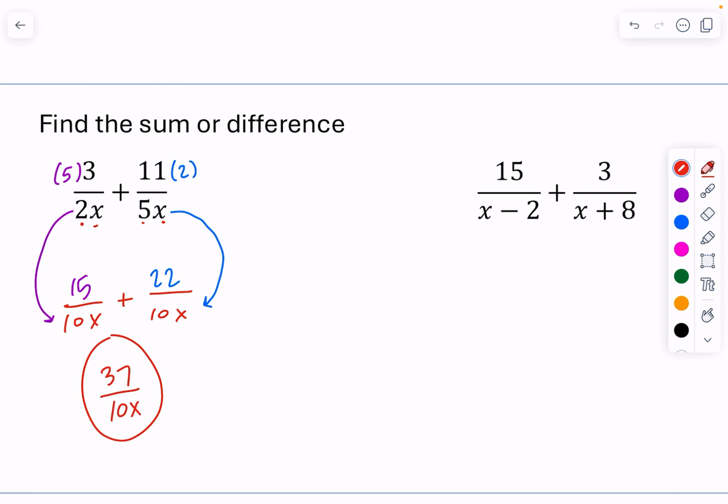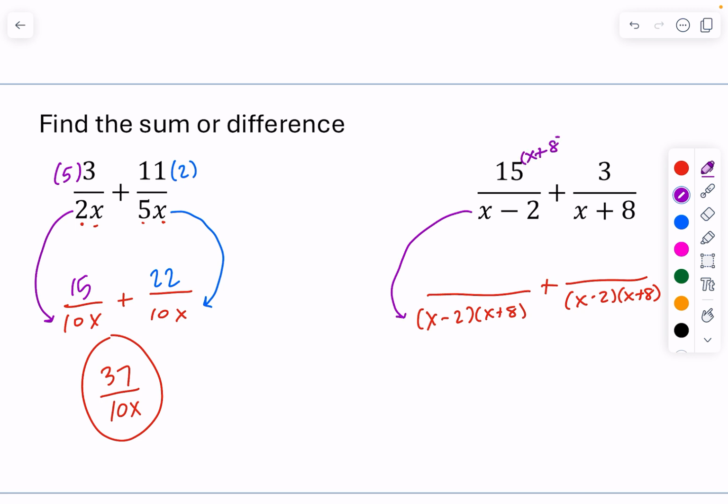Looking at our components of an LCD, we're going to need both parts of the binomials to make a common denominator. And if I ask myself, what did I multiply by this x minus 2 to get to my new denominator? Well, I multiplied it by an x plus 8. And I ask myself, what did I multiply this x plus 8 by to get to my new denominator? I multiplied it by an x minus 2. And I do need to distribute here. And so on the top left, I now have a 15x plus 120, and on the top right, I now have a 3x minus 6.